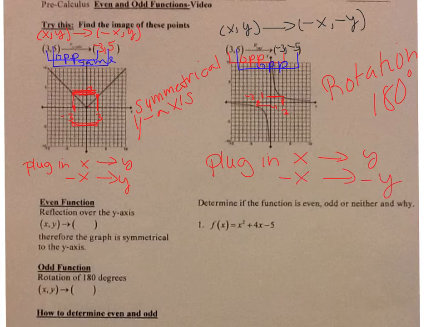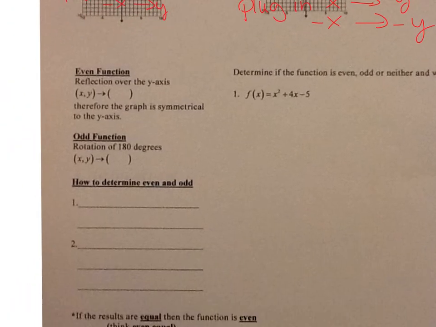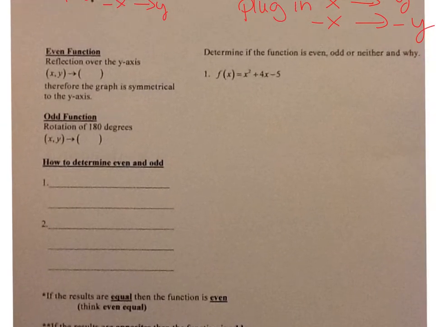Okay, so let's just look at the notes down here. An even function is a reflection over the y-axis. So x, y becomes negative x, y. So therefore the graph is symmetrical to the y-axis. All right, so let's take a look at an odd function. An odd function is when you have a rotation of 180 degrees. So x, y becomes negative x, negative y.